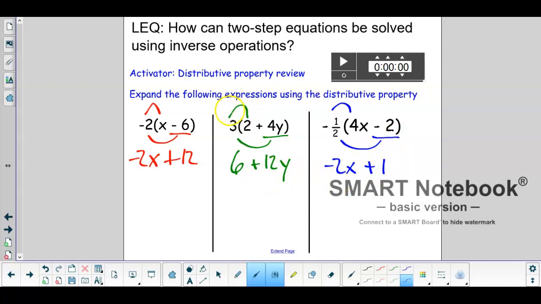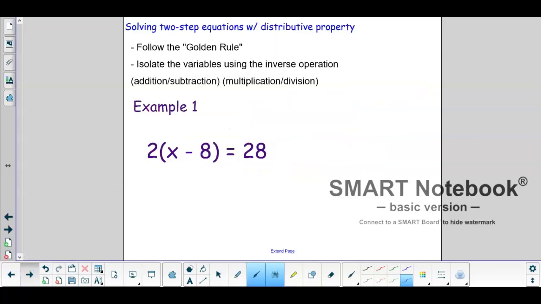So again, we're going to be taking this exact property and putting it into what we've been working on so far with two-step equations. So today we'll be using the same exact things that we've been doing, where we've been following the golden rule of whatever we do to one side of the equation, we do the same thing. We're going to isolate the variables using inverse operations, and we're going to use our operations of addition and subtraction and multiplication and division.